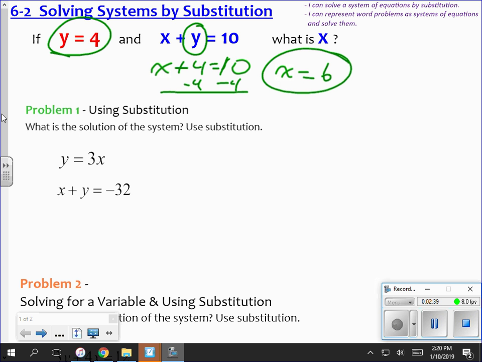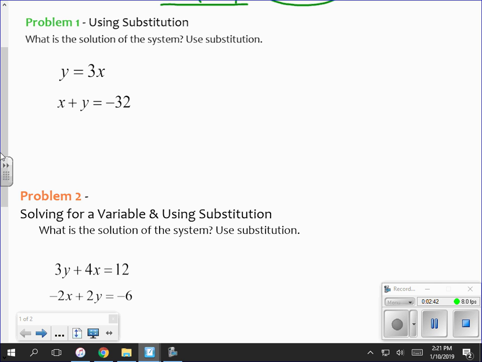This second example is a little bit more difficult. Okay? I have a system of equations. I have 2 equations and I have 2 variables. I want to solve for those 2 variables. I want to figure out what x is. I want to figure out what y is. Now, when I do substitution, just like I did in the first one, it's really, really nice if one of my equations already has y by itself or has x by itself, like I have in this first one.